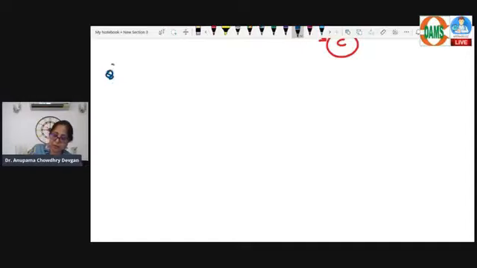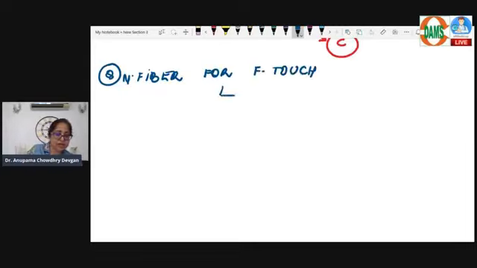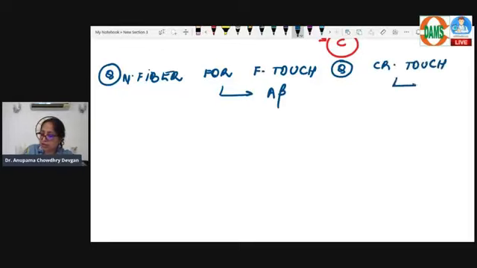First important point: which is the nerve fiber for fine touch? The nerve fiber for fine touch is A beta. Which is the nerve fiber for crude touch? For crude touch it is C.